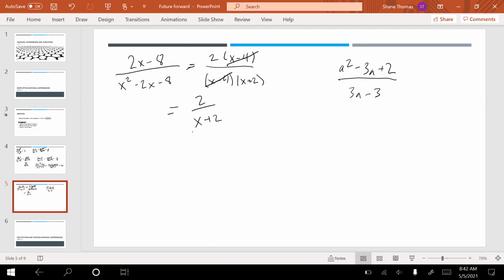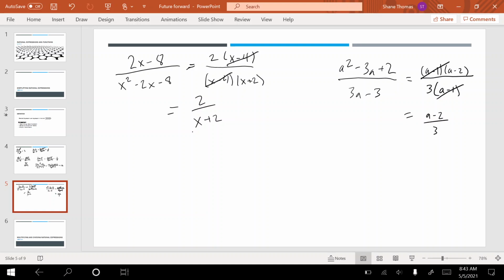All right, so the top factors as a polynomial, what does it factor to? Two numbers that multiply to get positive 2, add to get negative 3. Negative 1, negative 2. A minus 1, A minus 2. Can I factor the bottom? Yeah, what can I factor out? 3, leaving me with A minus 1. Do I have anything in common? Yep, A minus 1 is gone, leaving me with A minus 2 over 3.